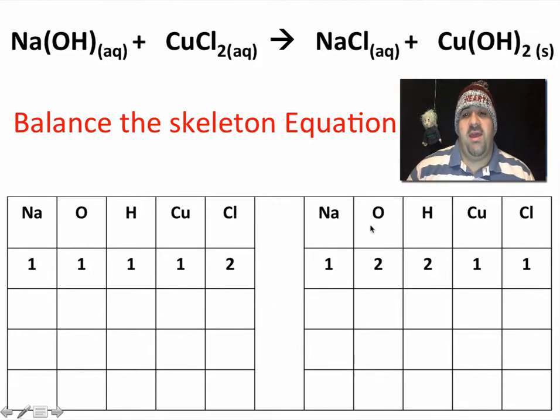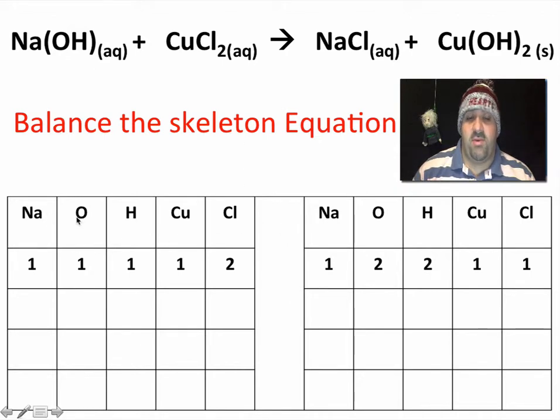We get one Na. There's actually going to be two oxygen because this 2 right here applies to everything in the parentheses. There's going to be 2 hydrogen for the same reason. This 2 applies to everything in the parentheses. We have 1 copper because this 2 does not apply to this. It only applies to what's right before it. And there's 1 chlorine over here. So right off the bat, we see that Na is balanced.